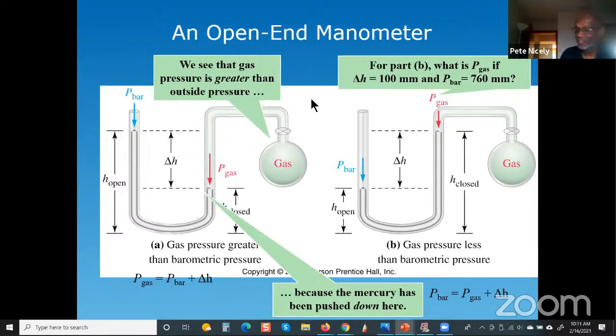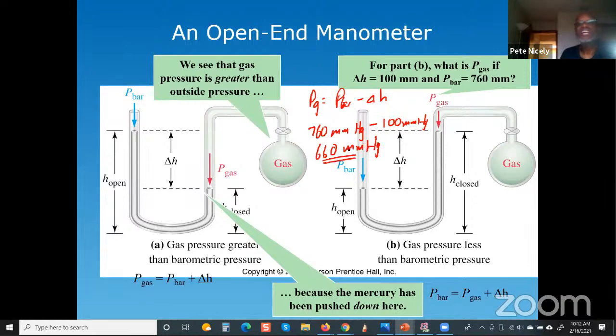So the answer here, let me write this down. Let me try to squeeze it here. So basically you're asked to find P gas. So P gas would be equal to P bar minus delta H. And that means that P bar is 760 millimeters of mercury minus delta H, which is 100 millimeters of mercury. So the final answer becomes 660 millimeters of mercury. And that's how you do that.